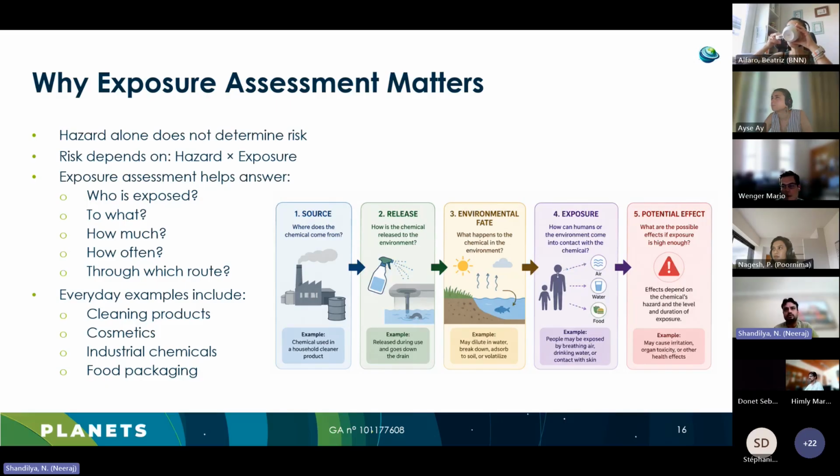Then we come to the exposure. Once the entire transportation, dilution, whatsoever is done, then we get exposed to that. Now, this exposure could be through air, through water, or through the food that we are consuming, etc. And finally, we talk about the potential effects, so the risk part.